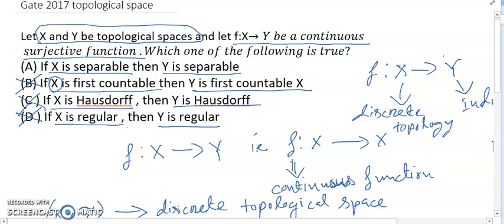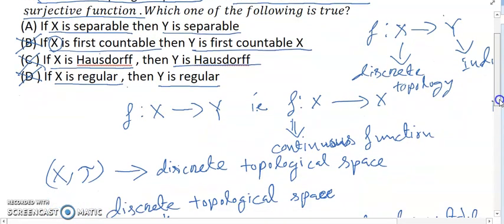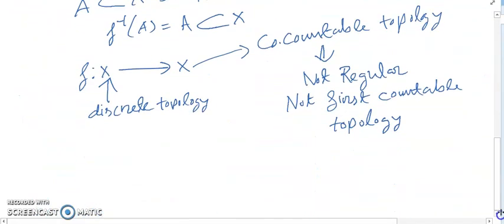But if X is separable, then Y is separable. Okay, this is possible. How, friends? Because what is the meaning of separable? Separable means there is a countable dense set. Finite dense set, finite is countable. So there is a theorem.